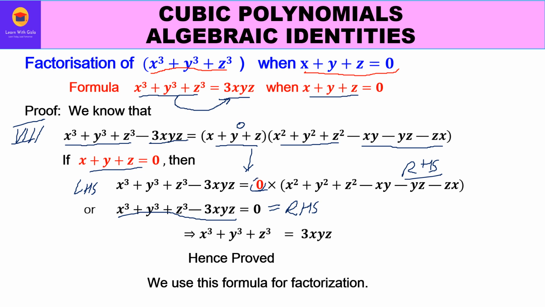So now take minus 3xyz to the other side, the right hand side. So we can say that x cube plus y cube plus z cube is equal to 3xyz. And this is what we have proved. That formula says that when x plus y plus z is equal to 0, then x cube plus y cube plus z cube is equal to 3xyz. And this formula we are going to use for factorization. Let us take up a question.